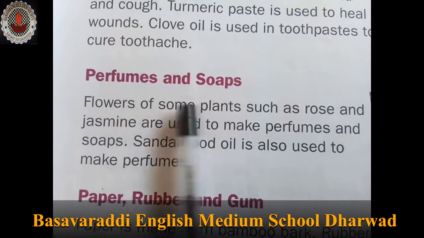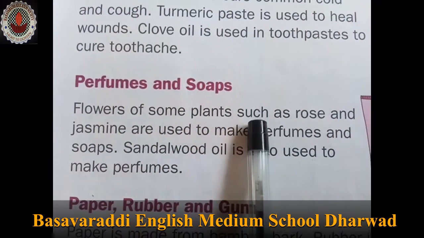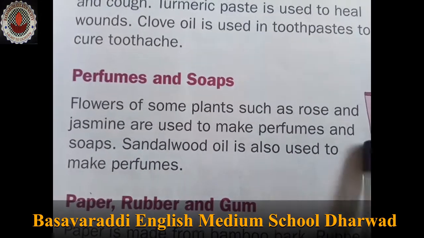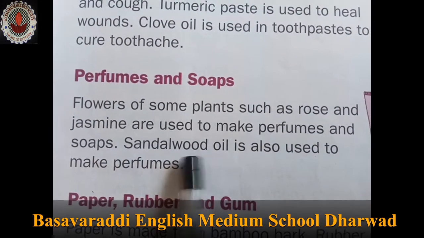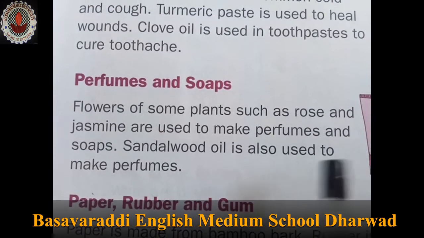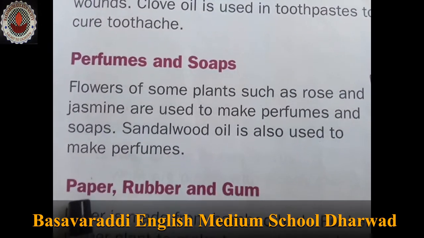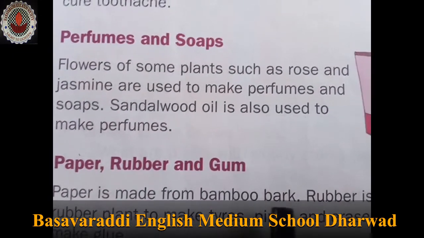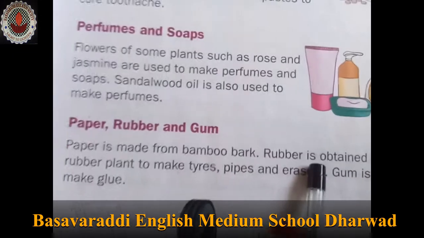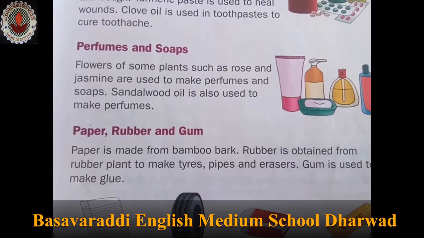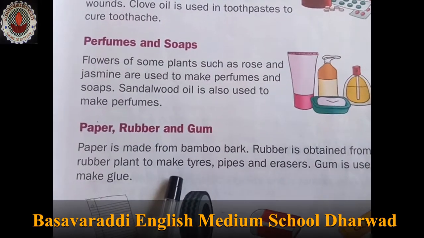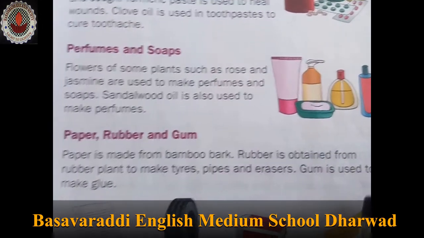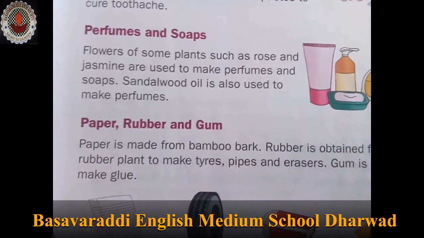Perfumes and soaps. Flowers of some plants such as rose and jasmine are used to make perfumes and soaps. Sandalwood oil is also used to make perfumes. Paper, rubber and gums. Paper is made from bamboo bark. Rubber is obtained from the rubber plant to make tires, pipes and erasers. Gum is used to make glue.